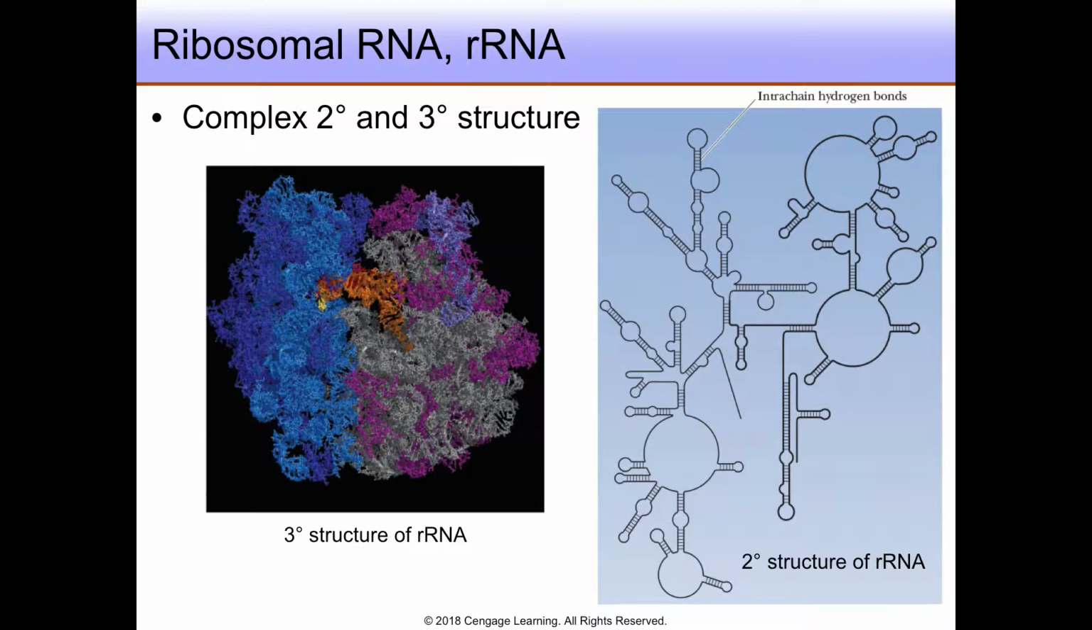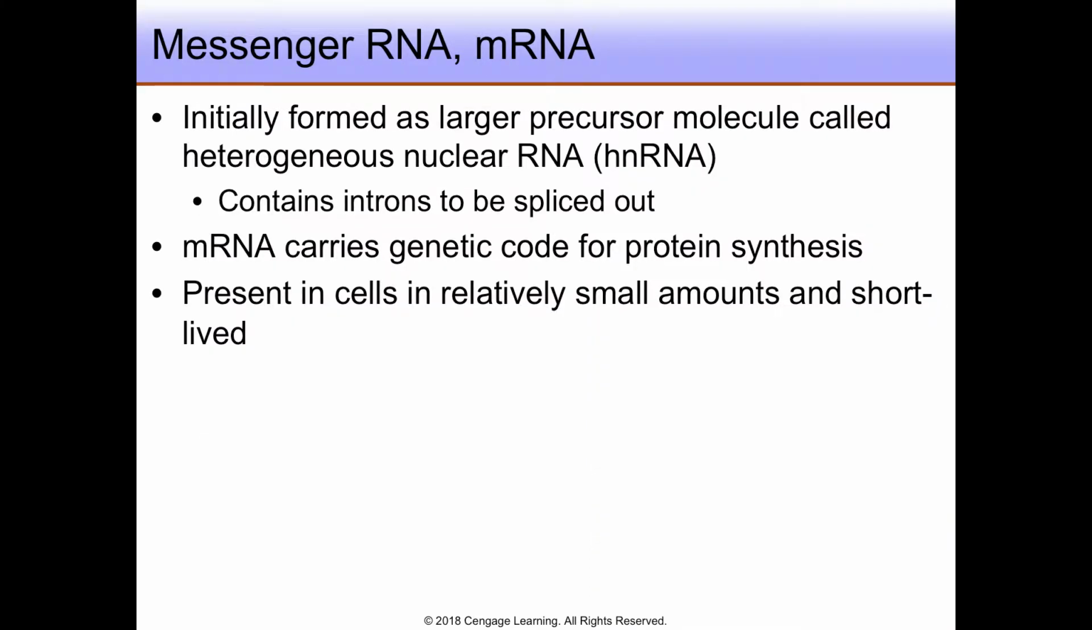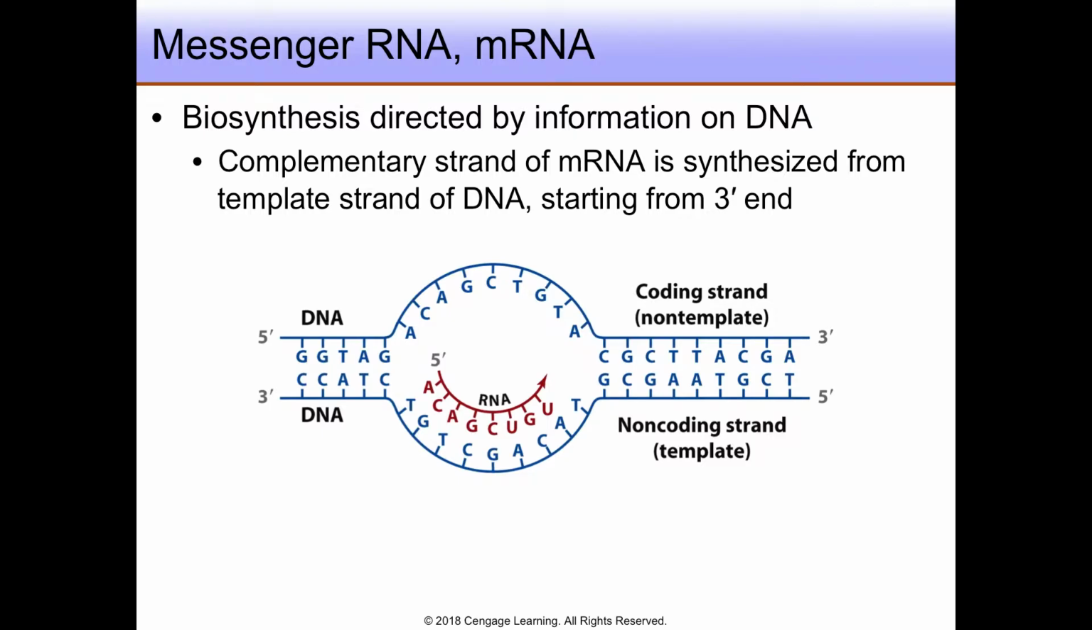pictured on the left. The message that carries the genetic code, mRNA, is synthesized in its original form as heterogeneous nuclear RNA or hnRNA. This contains the introns to be spliced out, mentioned in the previous lesson. mRNA molecules have a limited lifetime in the cell and are present in relatively small amounts. The mRNA molecule that is eventually translated into protein was first synthesized from information contained within the DNA.